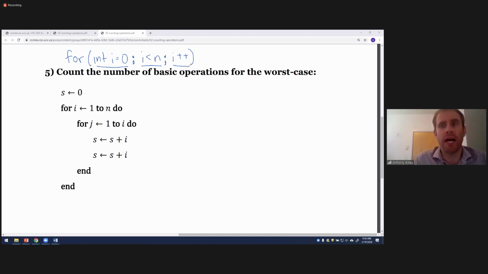For our worksheet last day, we are only counting conditions. So a condition would be right here. This is one condition, and assignments.